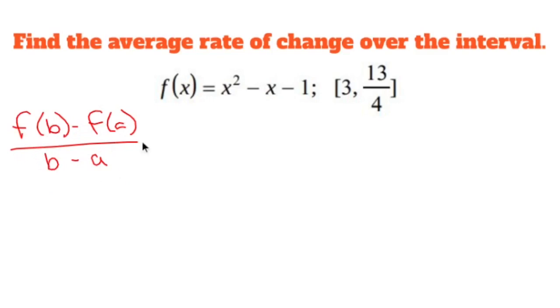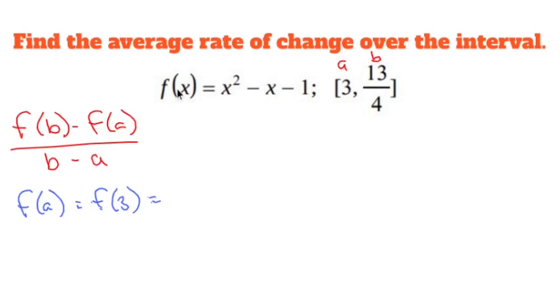Now, what's b and what's a? Your b and your a, or your a and your b. So let's find out what f of b and what f of a are. Let's go in order from easiest to not so easy. F of a is going to be the same as f of 3.